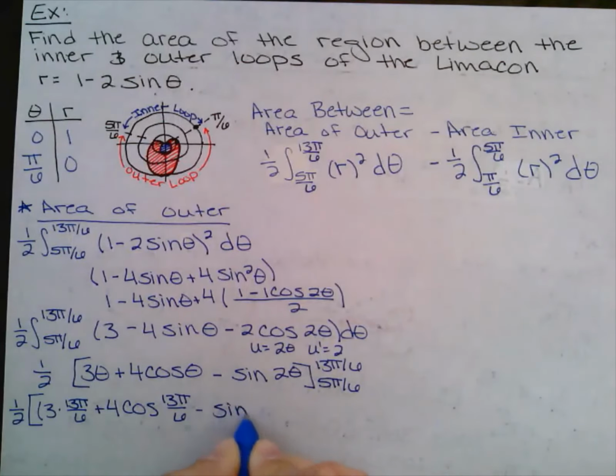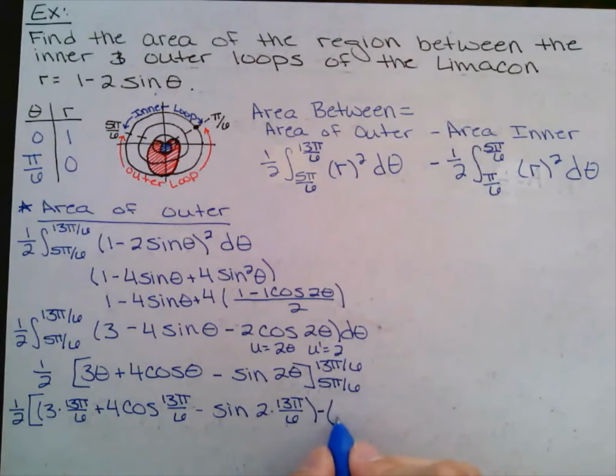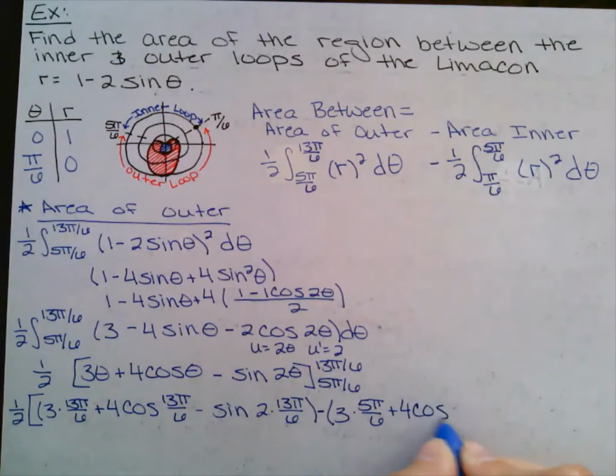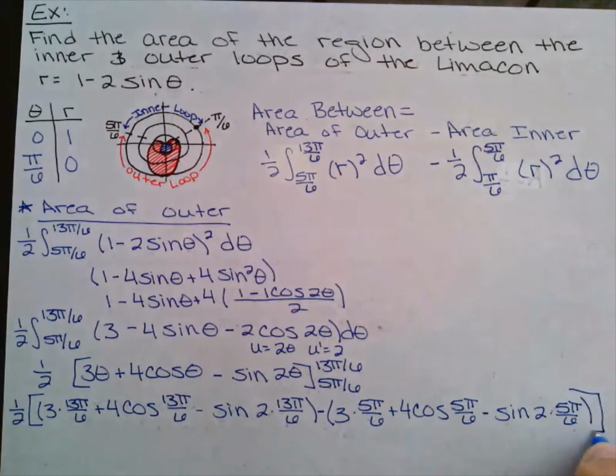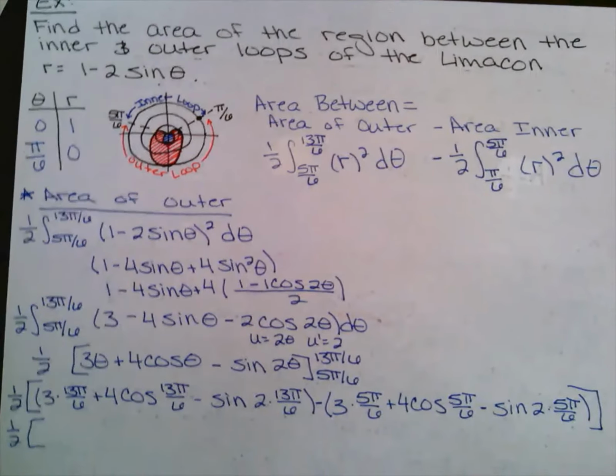Minus sine of 2 times 13 pi over 6. I'm going to be able to reduce that. Minus now everything with the 5 pi over 6. All right. So at this point, we're going to just start cleaning. This over here reduces. I'm going to move my paper up a little bit.